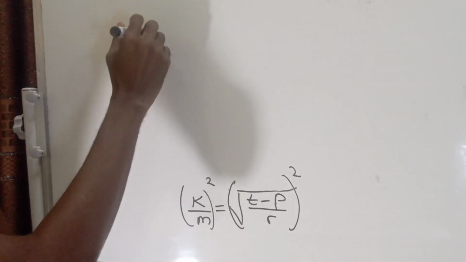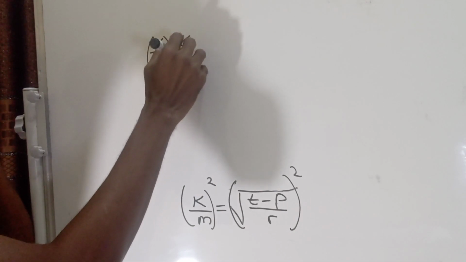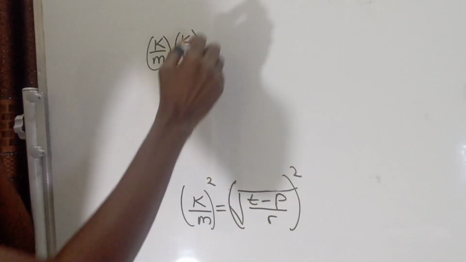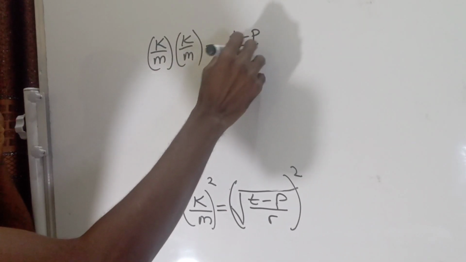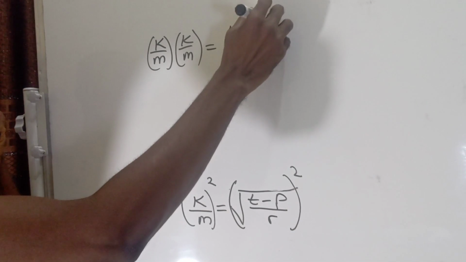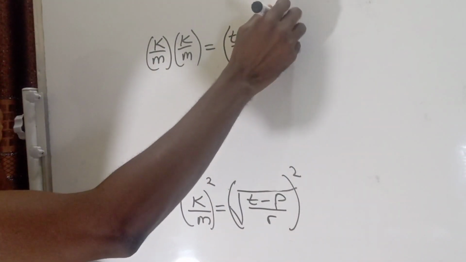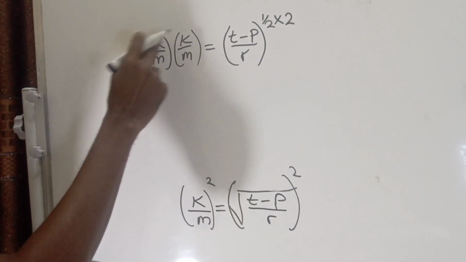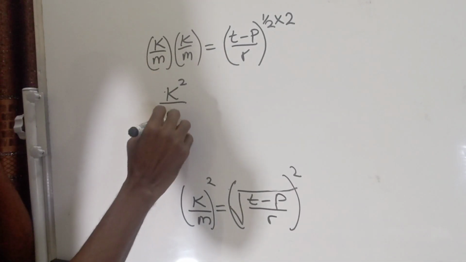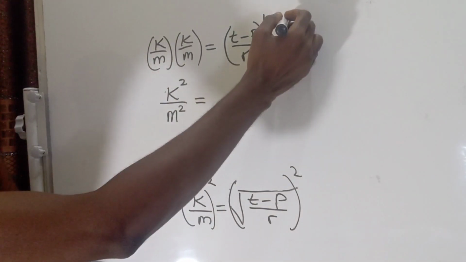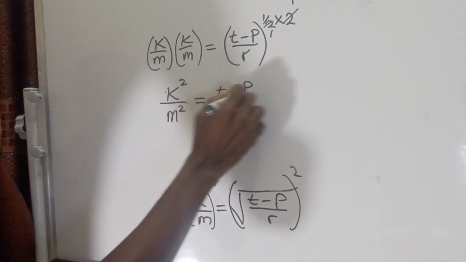Alright, so the square of this will be K over M multiplied by K over M. Now, the square root sign in indices means power half. This square root sign means power half, so multiply by 2 here. So K times K will give us K square, all over M times M, which gives us M square. This is because these two can cancel out, these two is 1, 1. So we are left with T minus P divided by R.